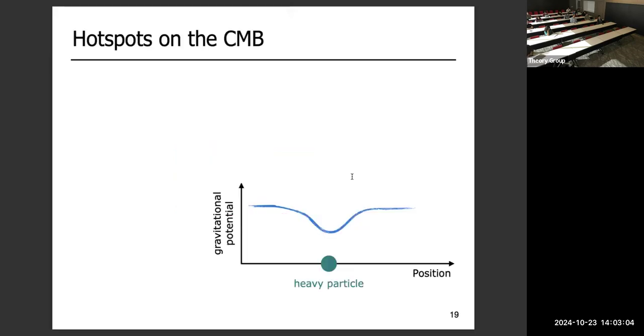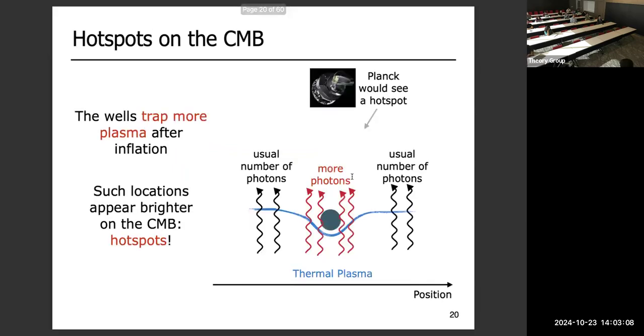All right. So once again, this is a picture plotting the gravitational potential as a function of position. Now, that was the picture during inflation, if you want. After inflation ends, let's say the universe is filled with some thermal plasma, but you have some gravitational potential well over here, which means you have more plasma that is trapped compared to neighboring regions.